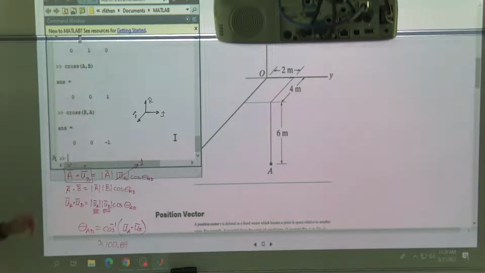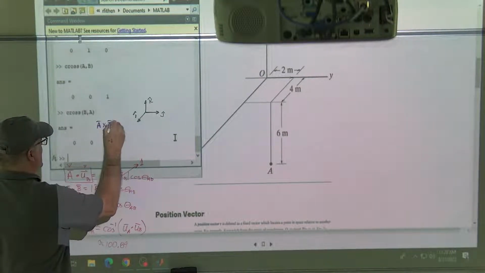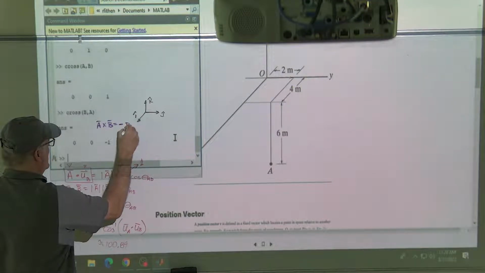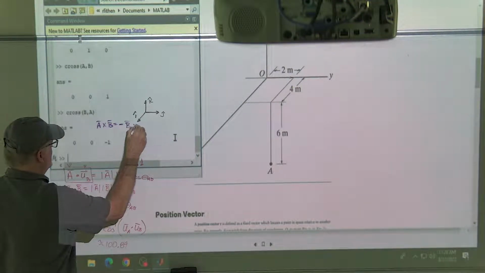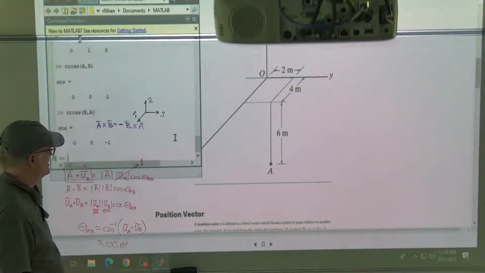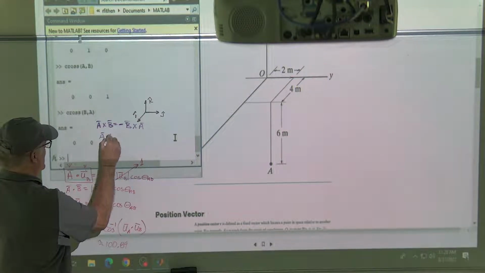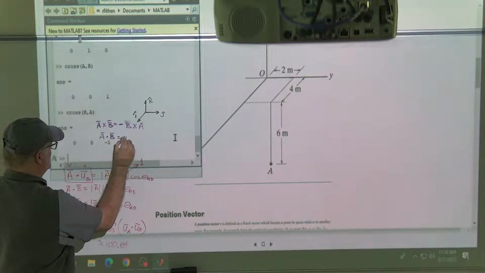Another thing you'll find out later: A cross B actually is the opposite of, when I say opposite, I mean the minus sign, the opposite direction. So it's basically that. And guess what? If you dot A and B, it equals B dot A.